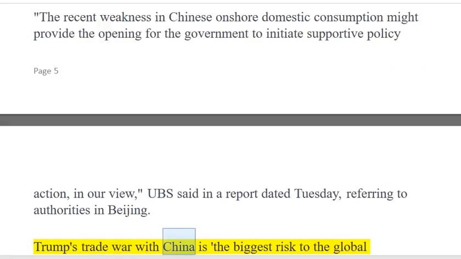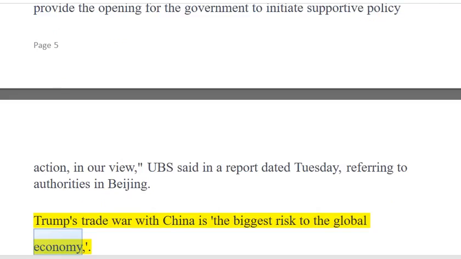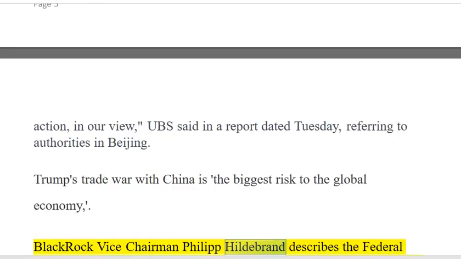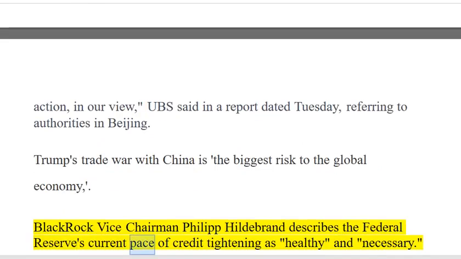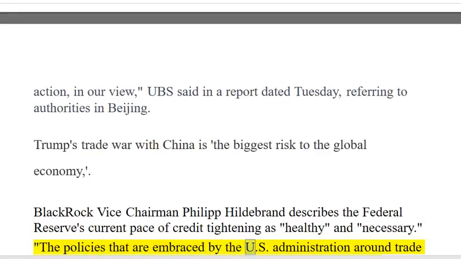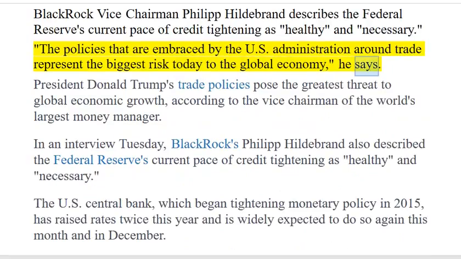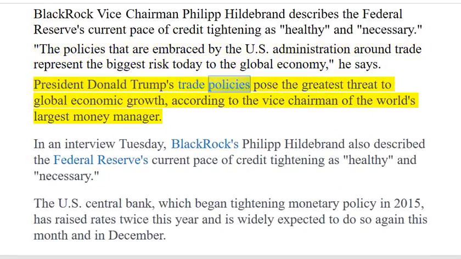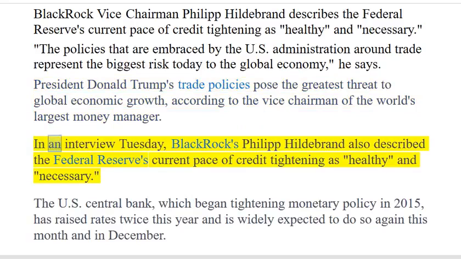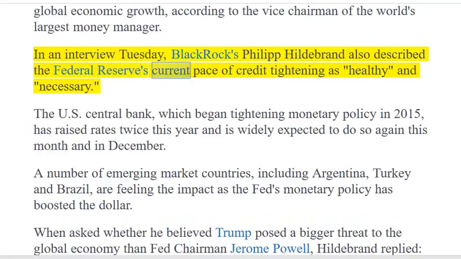Trump's trade war with China is the biggest risk to the global economy. BlackRock Vice Chairman Philip Hildebrand describes the Federal Reserve's current pace of credit tightening as healthy and necessary. The policies that are embraced by the U.S. administration around trade represent the biggest risk today to the global economy, he says. President Donald Trump's trade policies pose the greatest threat to global economic growth, according to the vice chairman of the world's largest money manager. In an interview Tuesday, BlackRock's Philip Hildebrand also described the Federal Reserve's current pace of credit tightening as healthy and necessary.